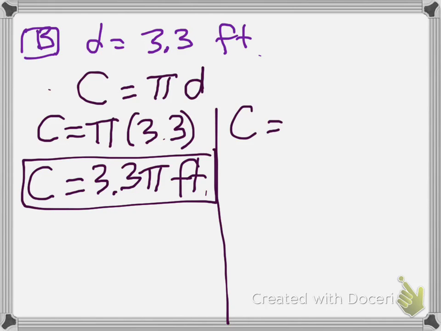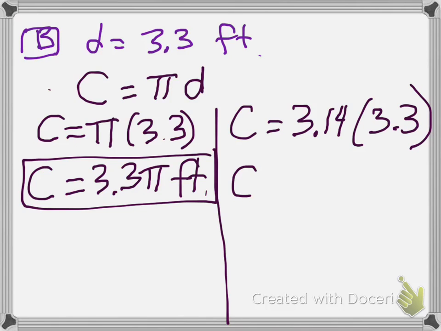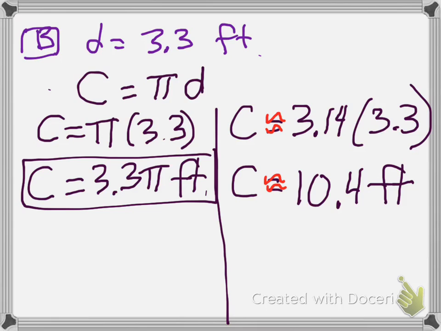Let's try this side now using 3.14 for pi. 3.14 times your 3.3, 3 3/10. Your circumference then is going to be 10 4/10 feet. Now I'm going to bring your attention to something. Pi, when we leave it as a symbol, is exact. 3.14, that's not exact. That's actually an estimate. So what we should be doing is the about symbol. Okay? The circumference is about 10 4/10 feet.